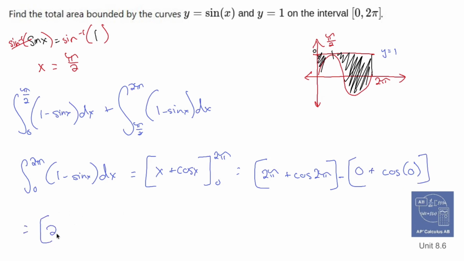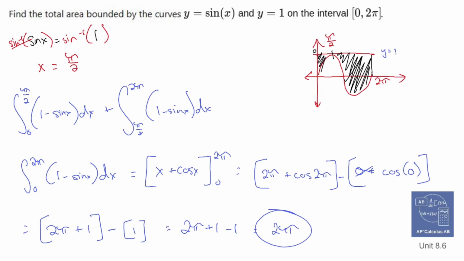2 pi is 2 pi. Cos 2 pi is going to be 1, so plus 1, minus 0 is 0, so get rid of it. Cos 0 is also 1. So this gets us 2 pi plus 1 minus 1, which is 2 pi. And that's how we do it.